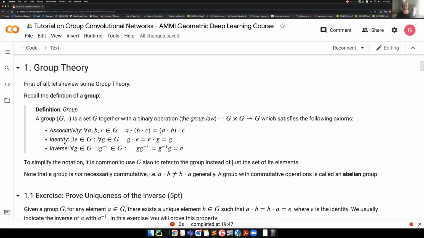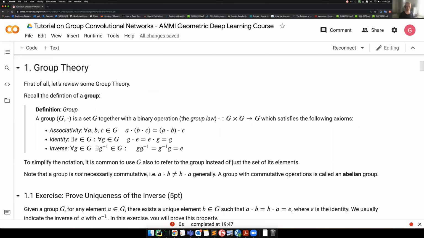Then there is always an identity element. So there is a group element which we call E, such that for any other group element, we can multiply our group element with the identity, and it will still give us back the same group element. And it doesn't matter in which order we multiply these. And finally, there is an inverse. For each group element G, there is another group element which we call G inverse, such that G times G inverse is equal to G inverse times G, which is equal to the identity.